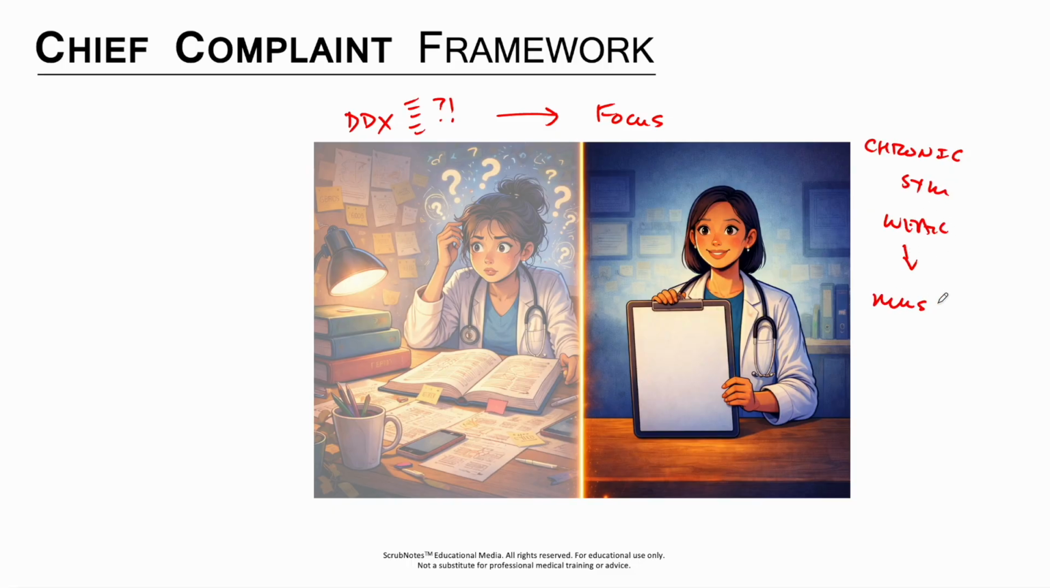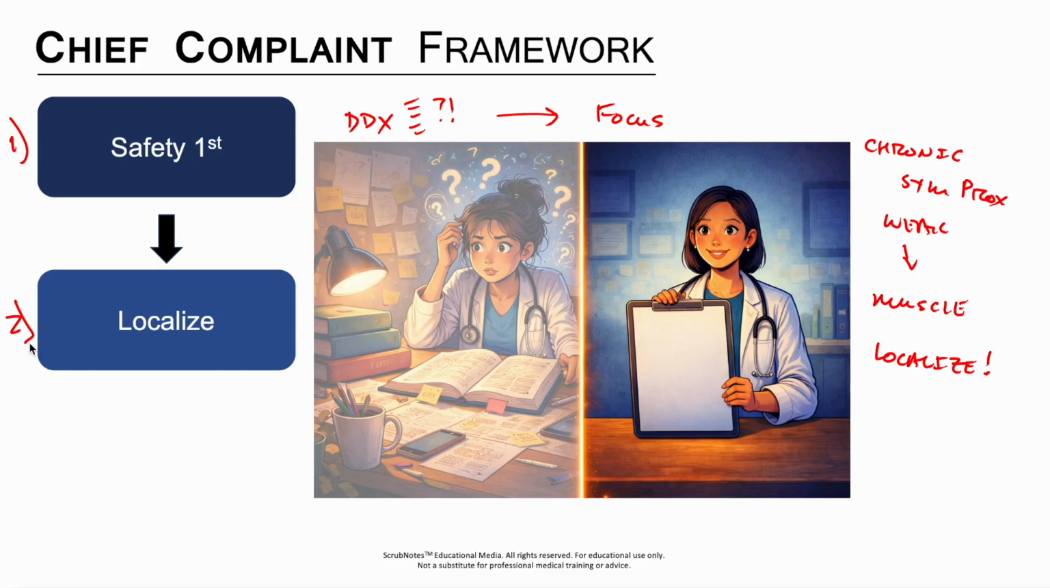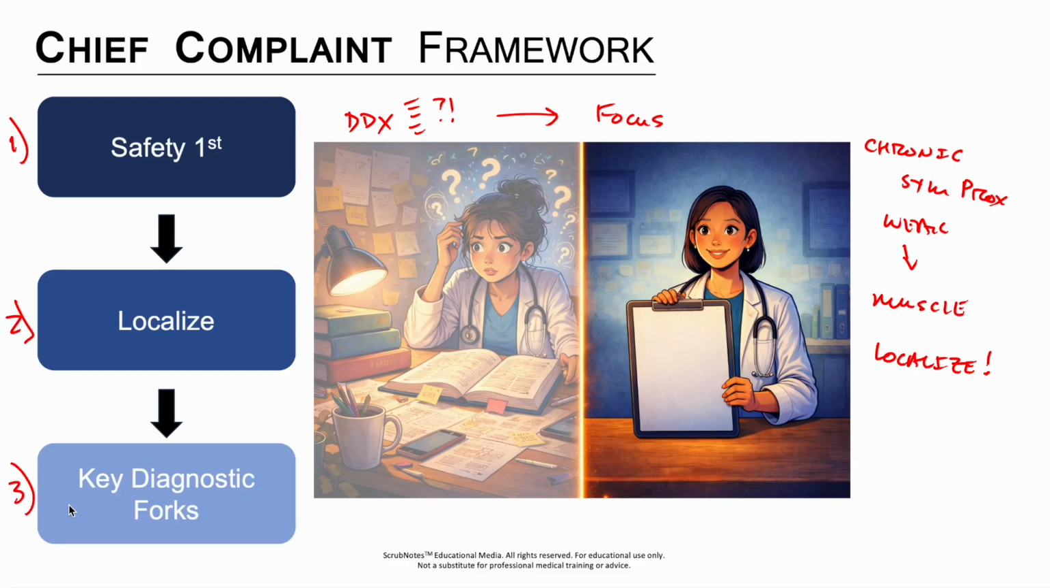Weakness isn't a list problem, it's a localization problem. High performers don't memorize long differentials, they identify patterns first. Start with safety, then localize, then use pattern and time course to refine. This is how you go from a broad differential to a focused diagnosis. I'll show you the key pattern that narrows your differential quickly and the one decision point most students miss.